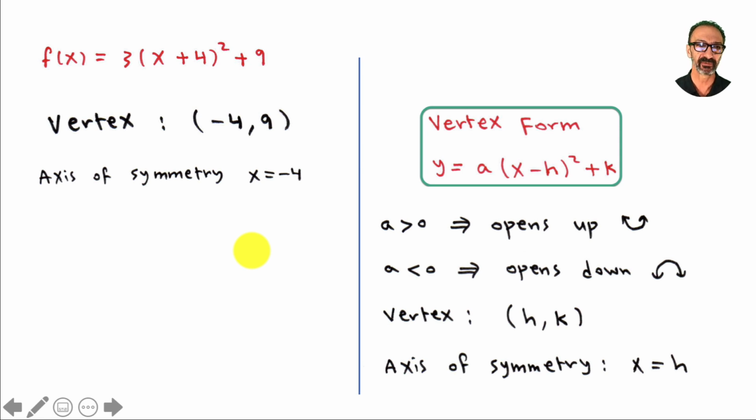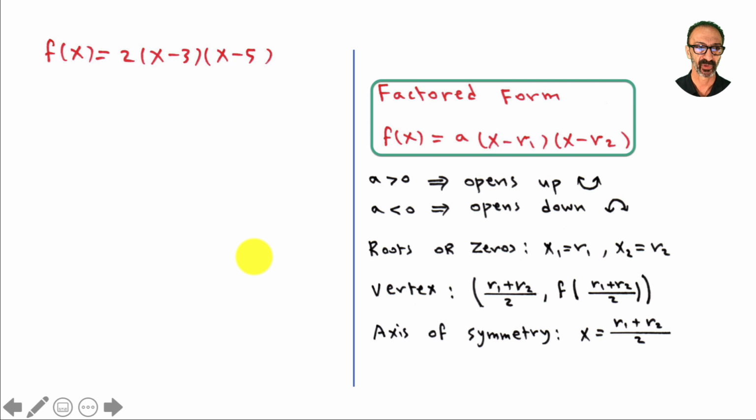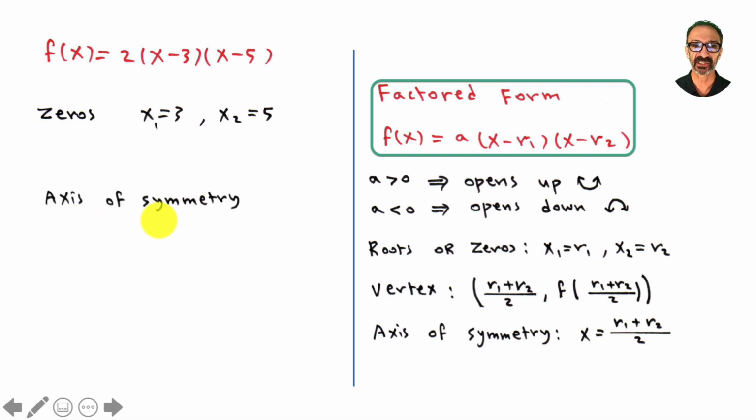Let's take now a different form, a factored form. The factored form has its own benefits. To look for the zeros, it's just r1 and r2 compared to this one, right after the minuses, because 3 will make this 0, 5 will make this 0, and those are called roots or zeros where the graph is going to cross the x-axis. The axis of symmetry will be the point right in between 3 and 5, and if you do the math, it's 4.